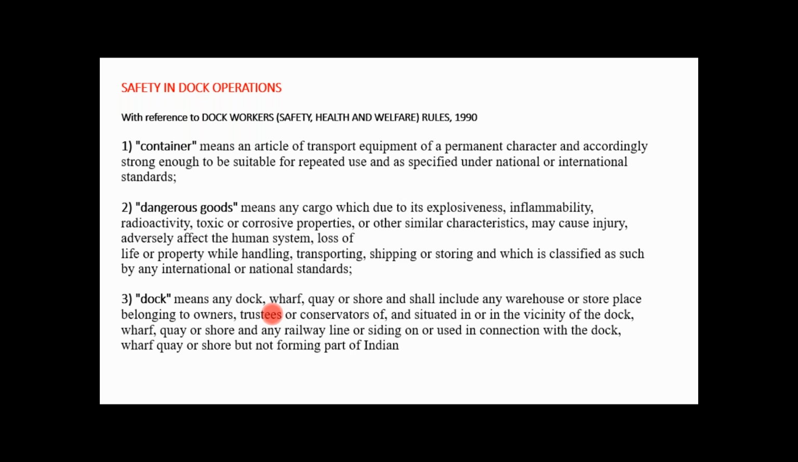Then dock. Dock means any dock, wharf, quay or shore, and shall include any warehouse or store place belonging to owners, trustees or conservators of, and situated in or in the vicinity of, the dock, wharf, quay or shore. It includes any railway line or siding on or used in connection with the dock, wharf, quay or shore, but not forming a part of Indian Railways or other areas. So if it is connected with these docks, then it is called a dock, as far as these dock workers rules are concerned.